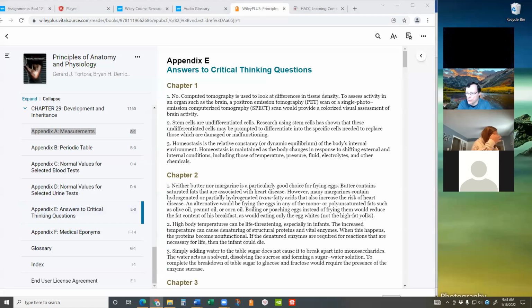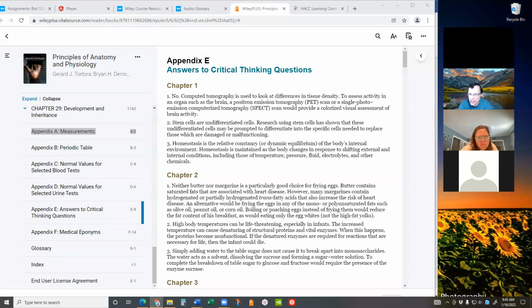Okay, so let's answer the first question. The first question was about whether computed tomography would be useful in determining how intensely you're studying. And the answer is no. Computed tomography is used to look at differences in tissue density. To assess activity in an organ such as the brain, a positron emission tomography scan, PET scan, or a single photon emission computerized tomography scan would provide a colorized visual assessment of brain activity, okay?